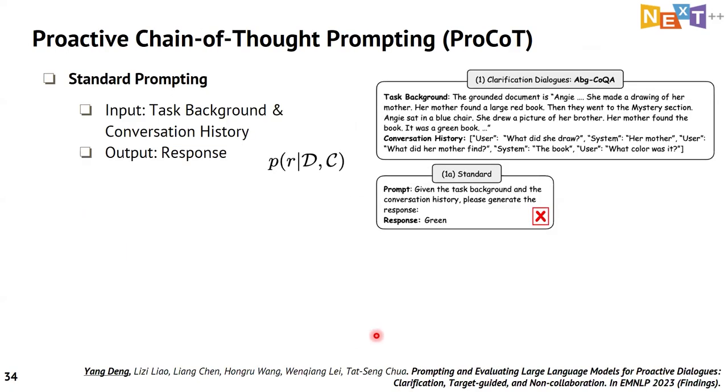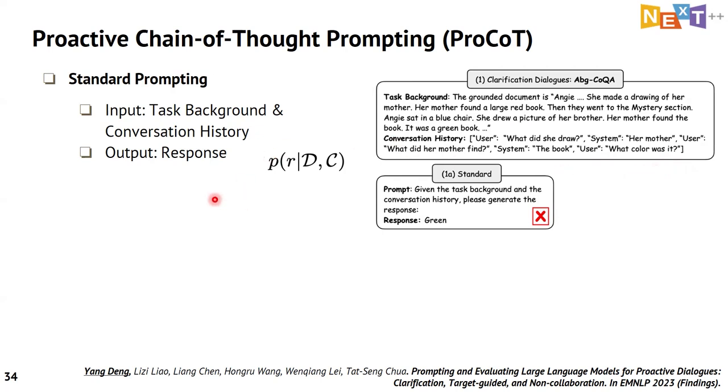So here is the paper published in EMNLP last year. And the authors proposed the proactive chain-of-thought prompting scheme. And here is an example from information seeking dialogues. So we can see that it is given the task background, which can be a grounded document. And also during the conversation, the user may ask several turns of conversational questions. And we can see that at the current time, the user's question is, what color was it? And here we can see that in this question, the pronoun it, we do not know what this it refers to. So we can see that there are actually some ambiguous questions during information seeking dialogues.